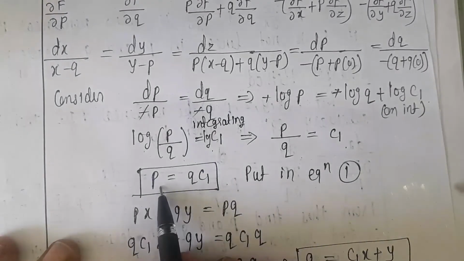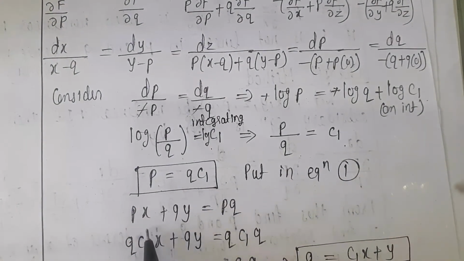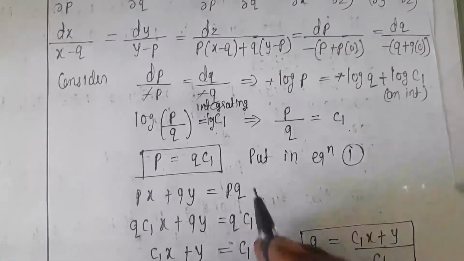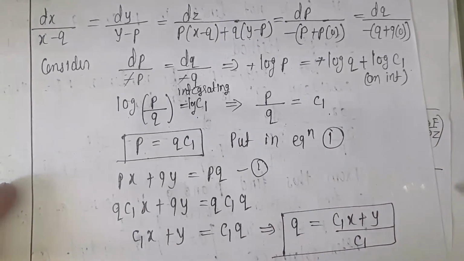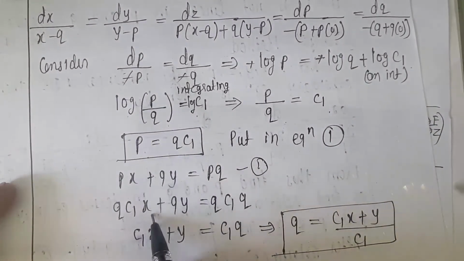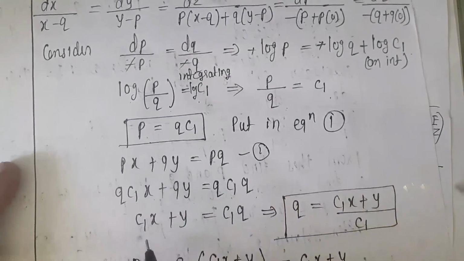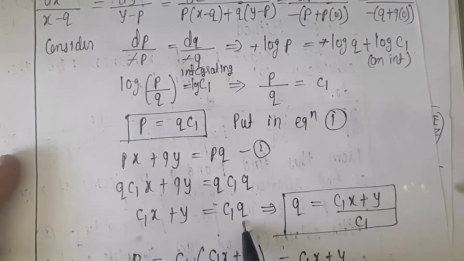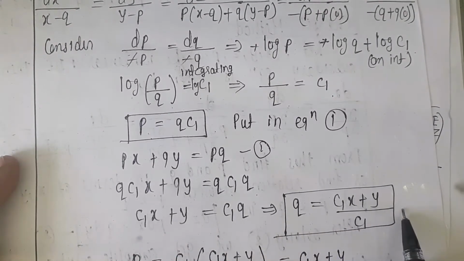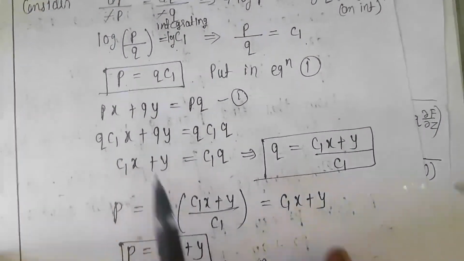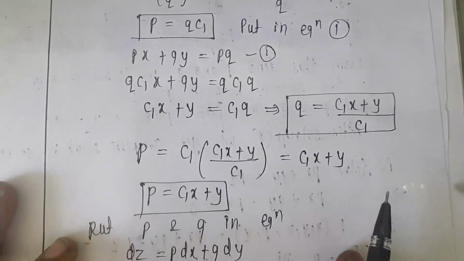Now the p value we have to substitute in the given equation, that is equation number 1. So px plus qy is equal to pq, this is our equation number 1. Substituting the value of p here, it is q into c1 into x plus q into y is equal to q into c1 into q. So c1x plus y is equal to c1q. Find out the q value from this. q is equal to (c1x plus y) divided by c1. Any constant you can choose, whatever you like.